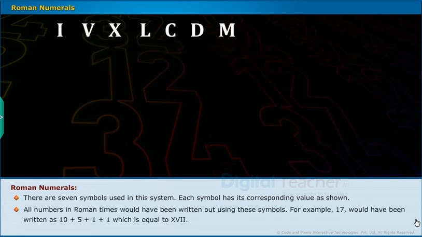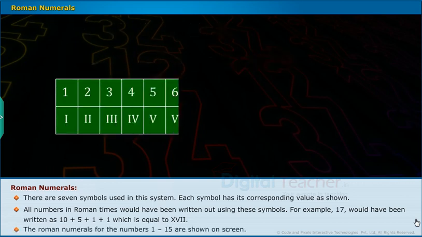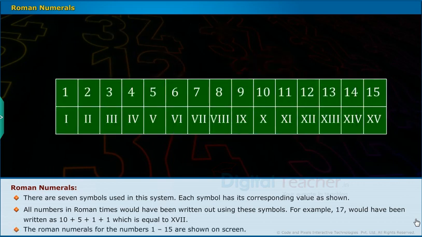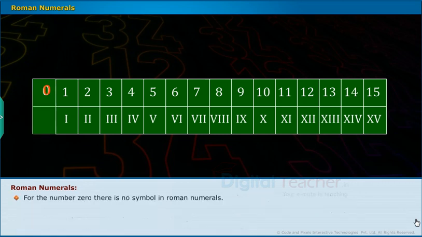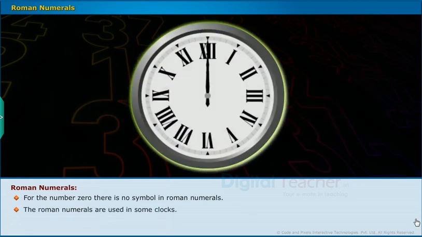All numbers in Roman times would have been written out using these symbols. For example, 17 would have been written as 10 plus 5 plus 1 plus 1, which is equal to XVII. The Roman numerals for the numbers 1 to 15 are shown on the screen. For the number 0, there is no symbol in Roman numerals. The Roman numerals are used in some clocks.